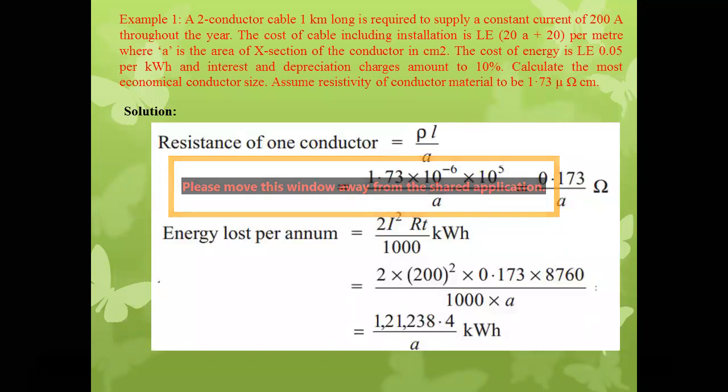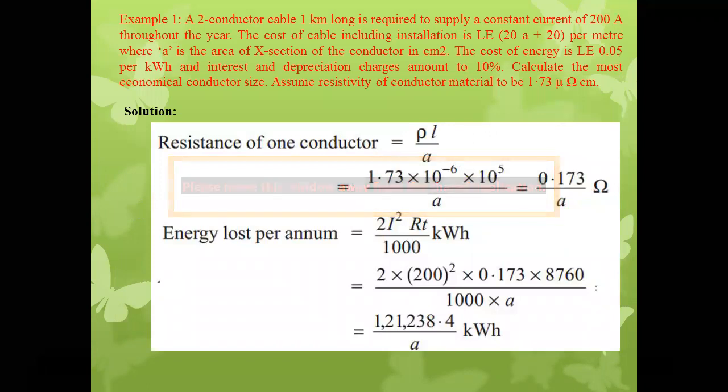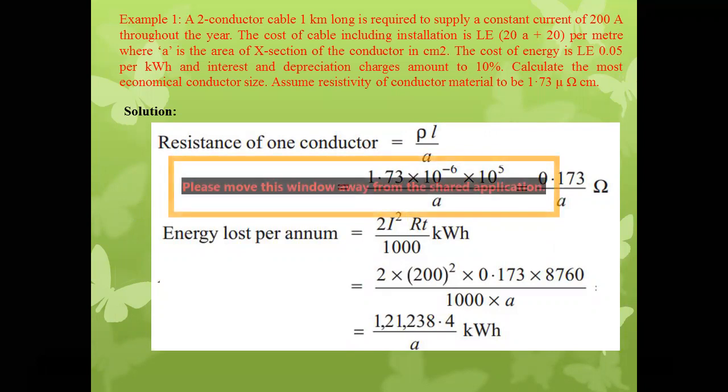So this is the numerical on Kelvin's law. If you practice this numerical 2 or 3 times, you will get the idea of how to solve numericals on Kelvin's law. But we don't have enough time to practice, so do it yourself. This is the standard example for Kelvin's law.